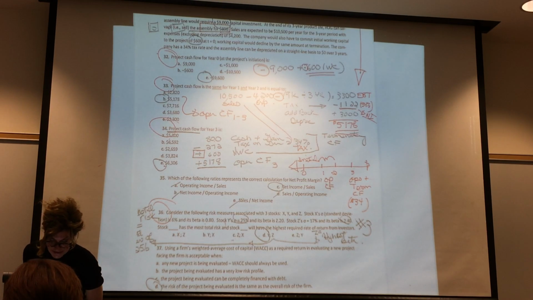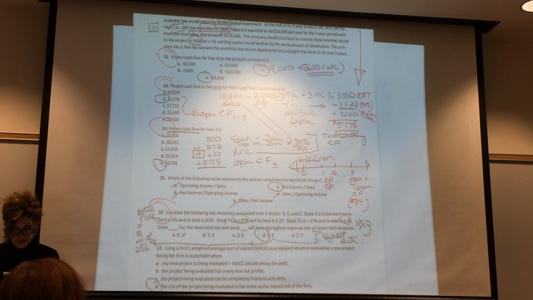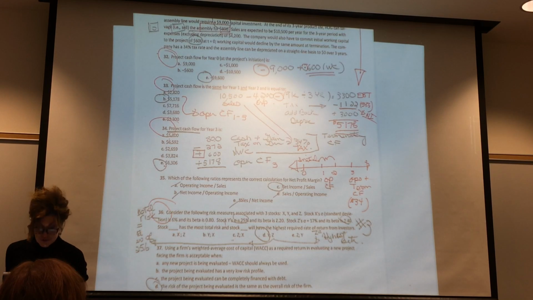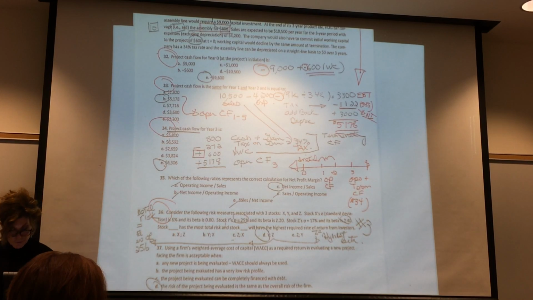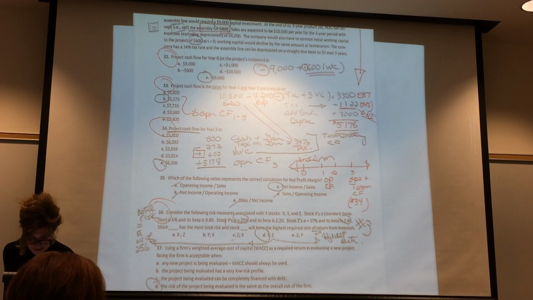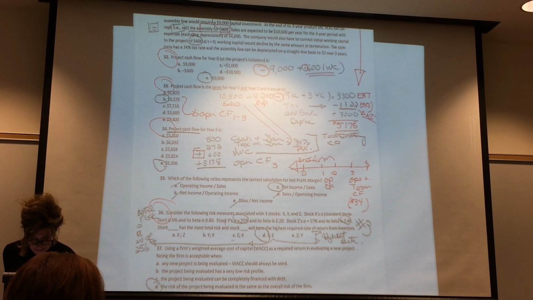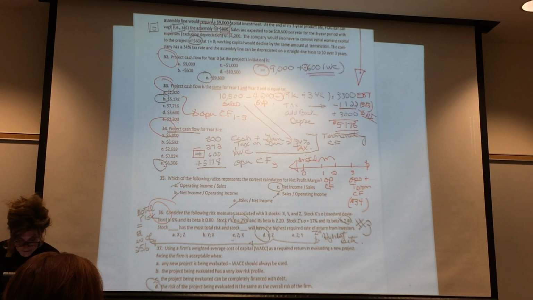Stock Y has a standard deviation of 25%. Its beta is 2.2. Stock Z's standard deviation is 17%, and its beta is 2.4. Stock blank has the most total risk, which is your standard deviation. And stock blank has the highest required rate of return for investors.